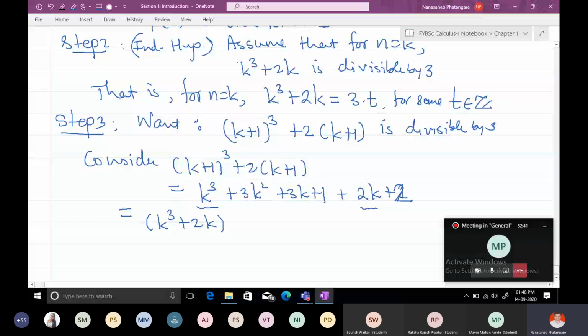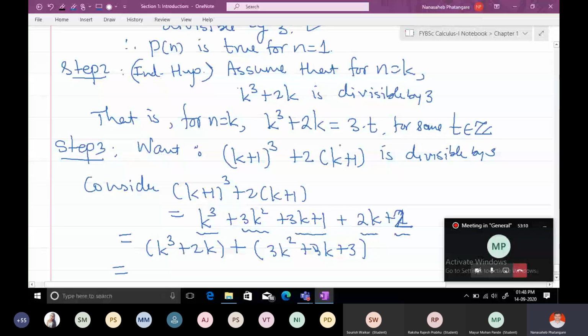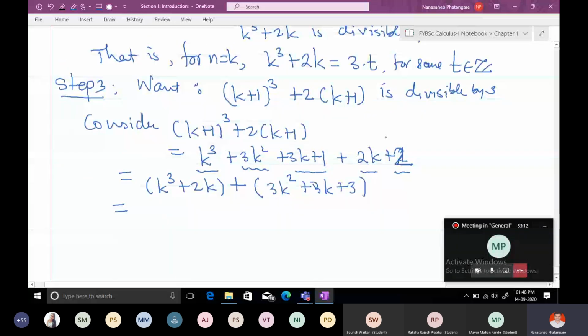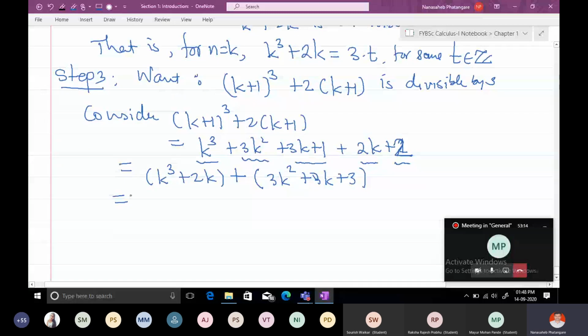So if I combine these three terms, then what are these three terms? 3k square plus 3k, right? And 1 plus 2 is 3, right? Now, the first bracket, by induction hypothesis, we are already assuming that it is a multiple of 3, right? So I can directly write it as 3 times t, plus, what is the second bracket? In the second bracket, every term involves 3. So I can take 3 outside, and what remains in the bracket? k square plus k plus 1.